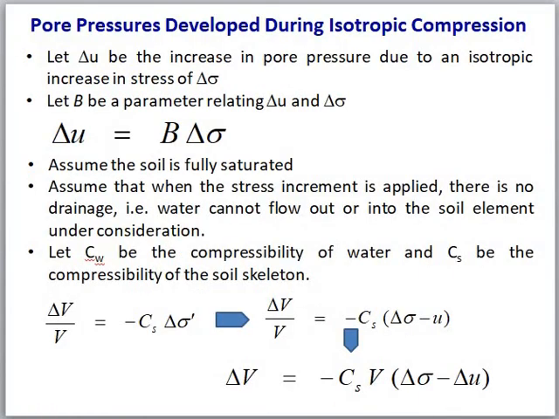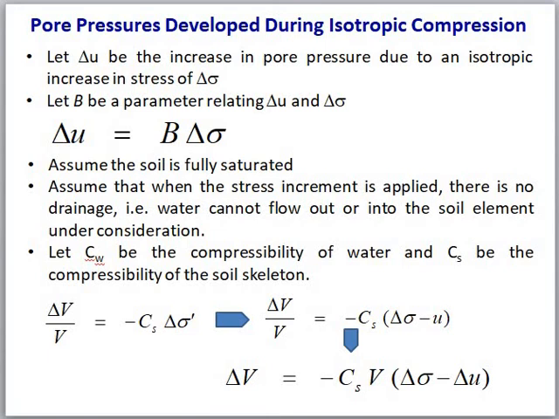Now let us discuss the pore pressure development due to isotropic conditions. Let delta U be the increase in pore pressure due to an increase in total stress, delta sigma. Sorry, it's not effective stress, it is total stress. There is just an increase in stress of delta sigma, and you have an increase in pore pressure of delta U. You have to correlate delta U with delta sigma using a factor called B. So you can equate delta U equal to B into delta sigma. B is a pore pressure parameter.